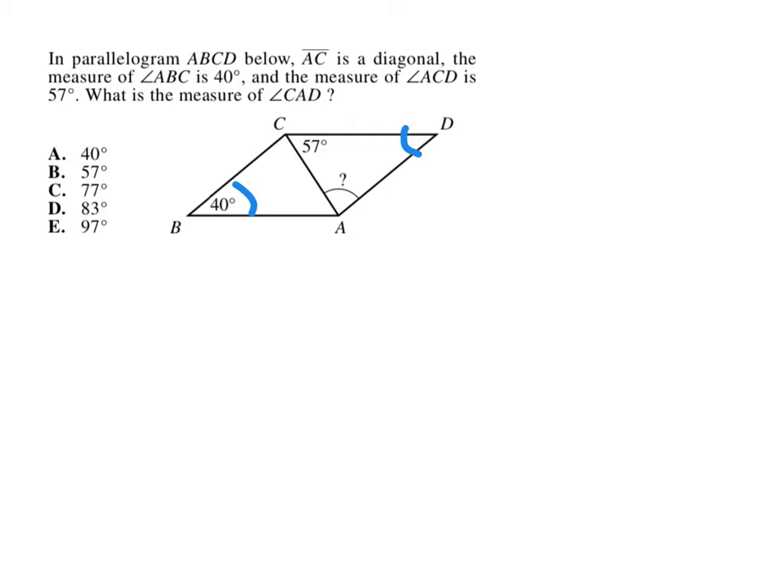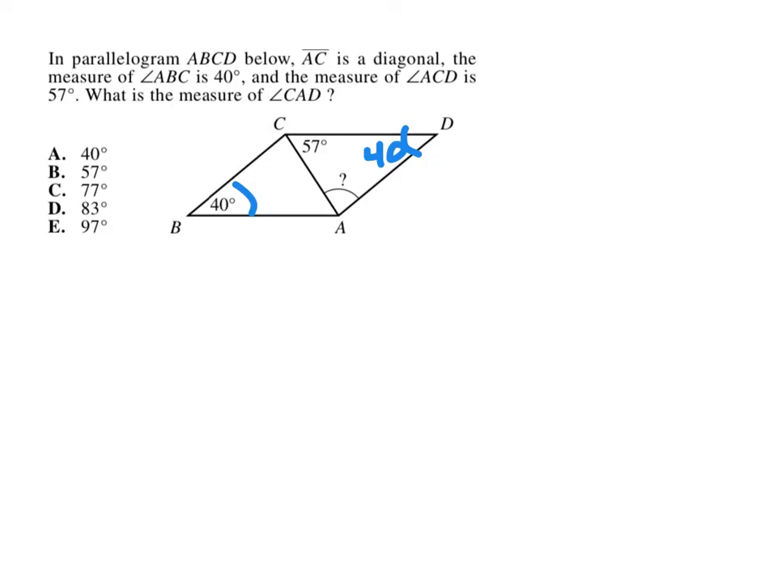Now, also, this big angle C, so angle BCD, would have to be the same as angle BAD. Now, that doesn't tell me quite as much because those angles are cut by that diagonal AC. So, I'm not really concerned with those as much. But because angle CBA is 40 degrees, I know angle CDA is also 40 degrees because they're opposite angles of a parallelogram.